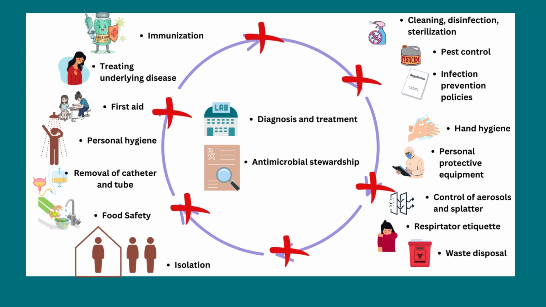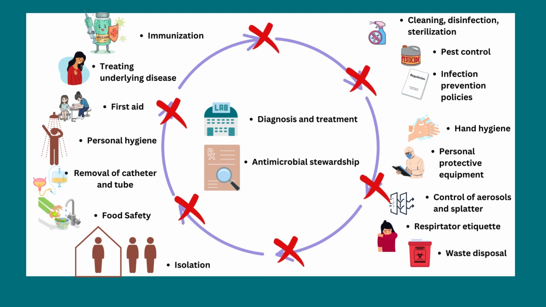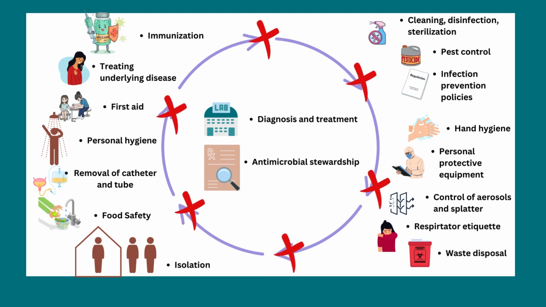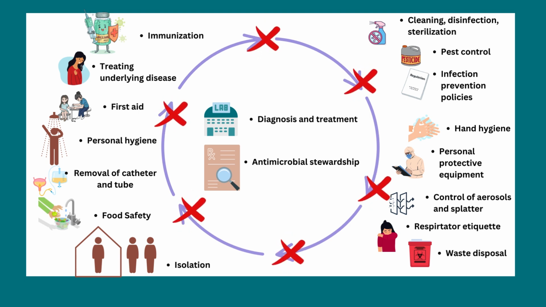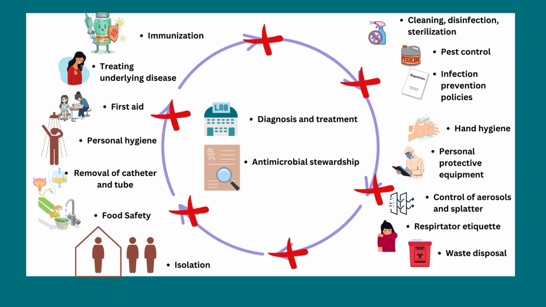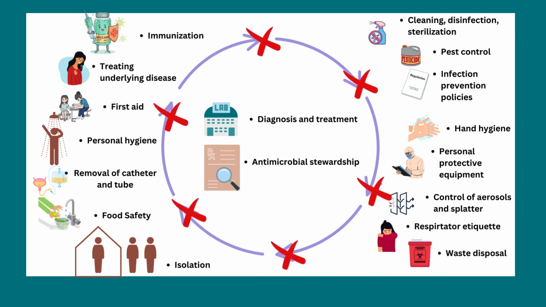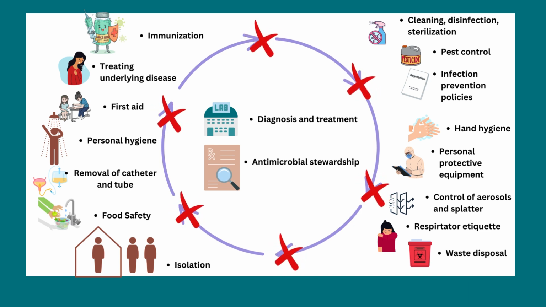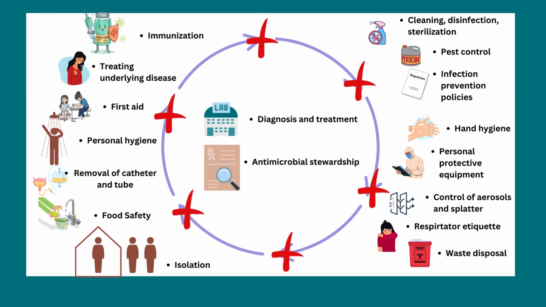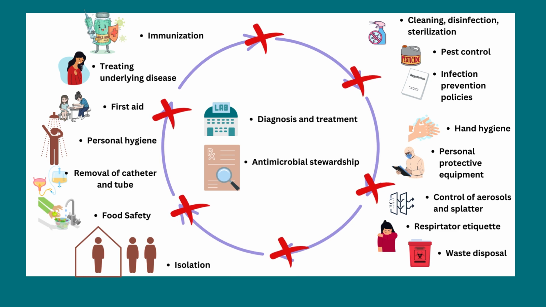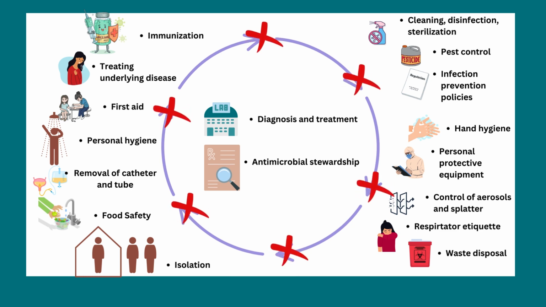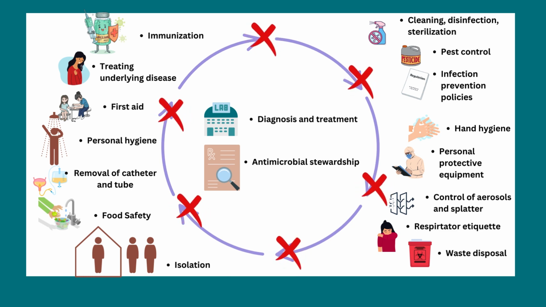In conclusion, understanding the chain of infection allows us to identify how we can interrupt it at each step. As you can see, infection prevention and control plays a key role in breaking the chain. Additionally, one measure alone may not be sufficient to prevent infection. We should implement as many preventive measures as possible to effectively control and prevent infections.